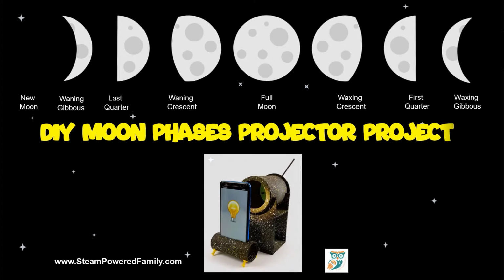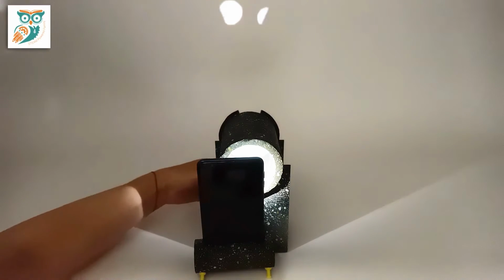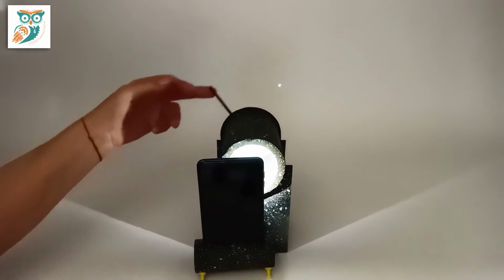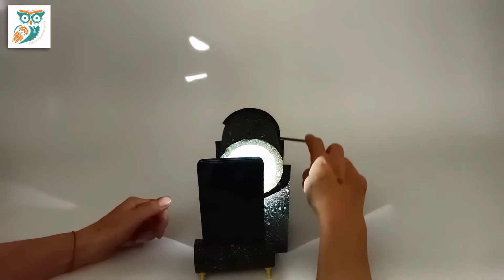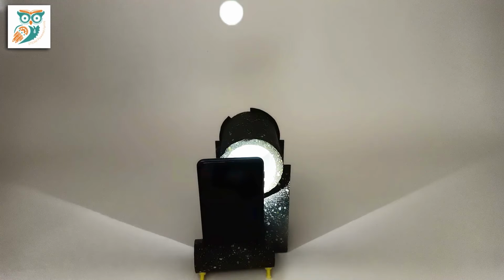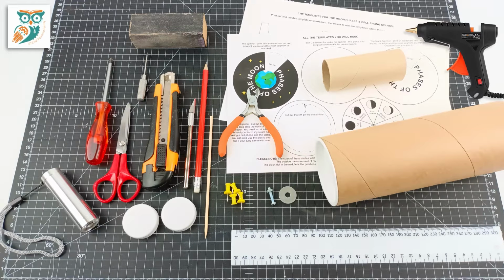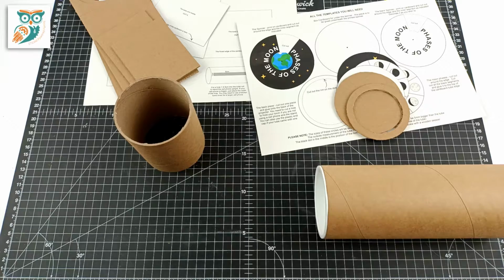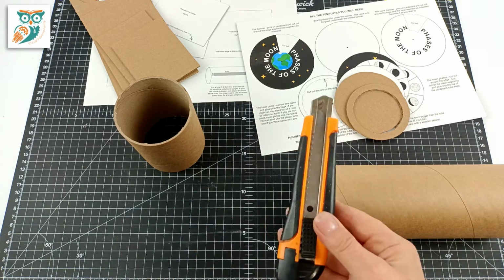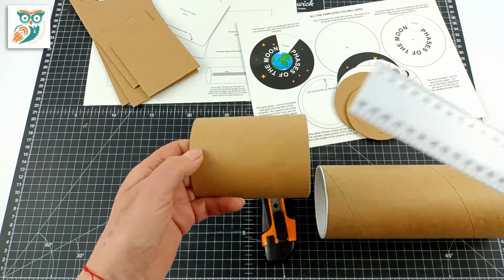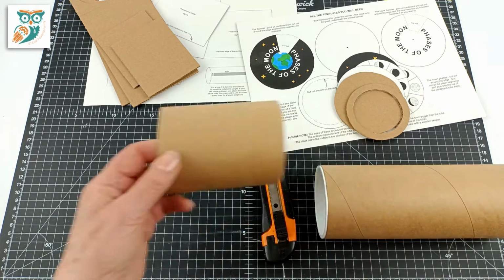Today we're making a really cool cell phone projector that projects the different moon phases. So your kids can do this as a space activity and a STEM activity. First we're going to gather up our supplies. There's a full list available on the site of everything that we used here. And we're going to start by preparing our materials to build our moon phase projector.